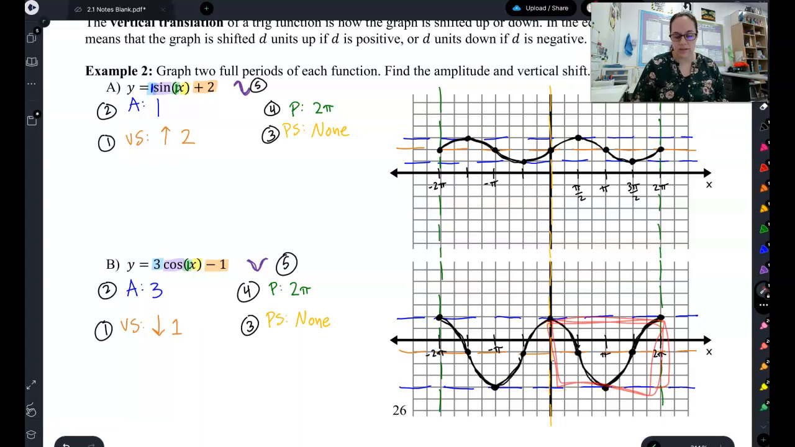It's a positive cosine, so it starts at the top, goes to the middle, down, middle, back up to the top. And I need at least 2 waves, so I came over and made another 2 pi long box. Start at the top, middle, down, middle, top, make a second cosine wave. And that is how we graph when we have amplitudes and vertical shifts. In the next video, we're going to add phase shifts into the mix. So we'll have amplitude, vertical, and phase shifts and talk about what to do with that.